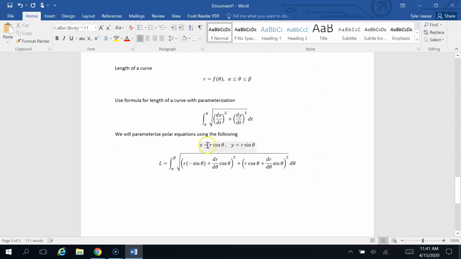Okay, so all we did was we took our parameterization here for polar form, and we plugged that into the dx dt, which is really dx d theta and dy d theta with the d theta on the outside, and that also let us change our a to b to alpha and beta here. Now we just need to clean this up.